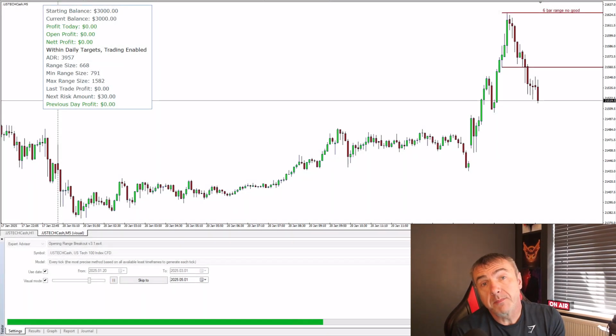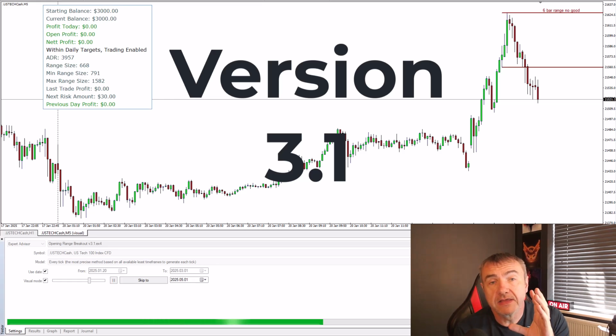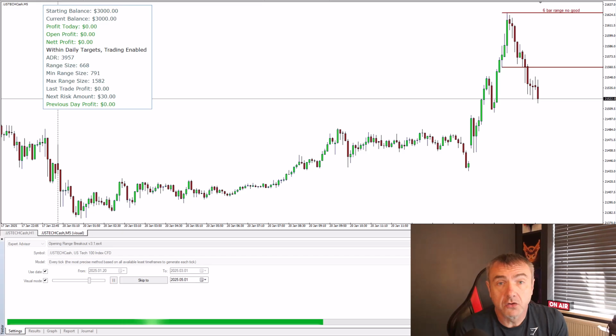Today, we're going to take a look at the opening range breakout strategy for the stock indices, and we're specifically going to look at the opening range breakout EA version 3.1 and look at the ways you can set that up for trading indices in different ways. And we're going to look at all the settings and the inputs for the EA so that you can configure it basically as you like.